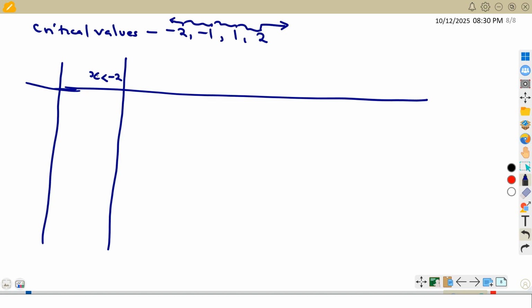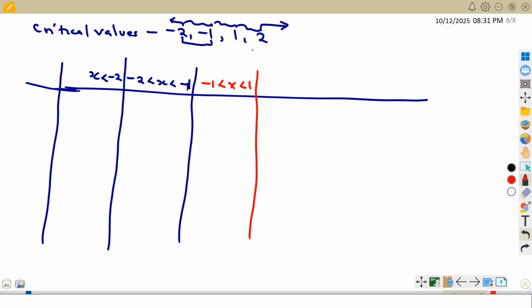So region 1 is x less than negative 2. Then another one is the region between this and that, that is negative 2 is less than x is less than negative 1. Another region to test is negative 1 less than x less than 1. Next you will test for the region 1 less than x less than 2. And lastly you will test for the region x greater than 2.